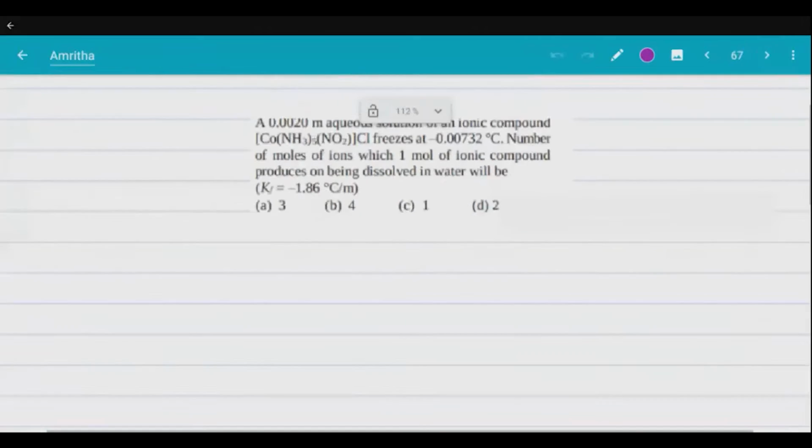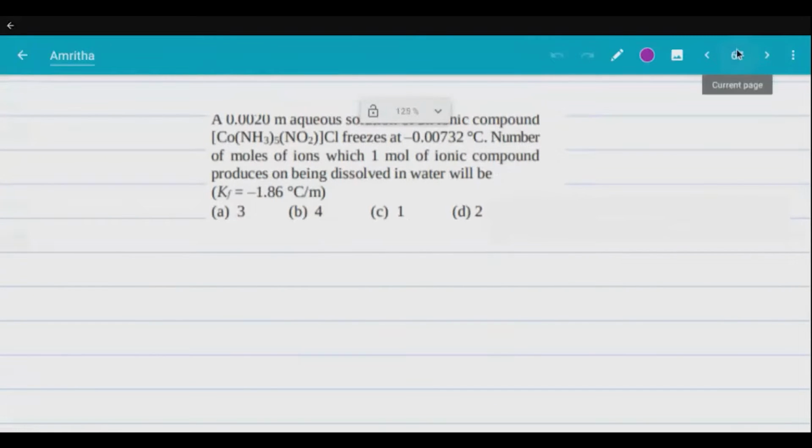See this. A 0.002 molar aqueous solution of an ionic compound freezes at this temperature. How many moles of ions does 1 mole of the ionic compound produce on being dissolved in water? Just read the question. What did you understand here? So again, same formula, right? I hope you can solve it very easily. i into Kf into m.